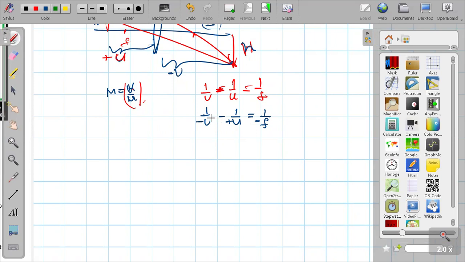Now you can just get the magnification. What is magnification? V over U. You can do two things. One is you can just multiply this whole by V. Minus 1, sorry, V over V minus V over U equals V over F.